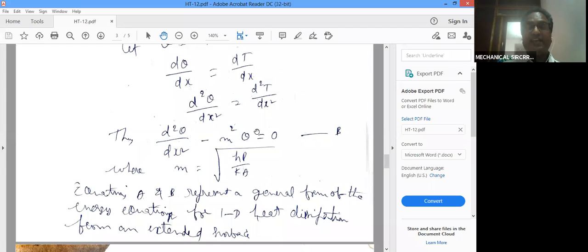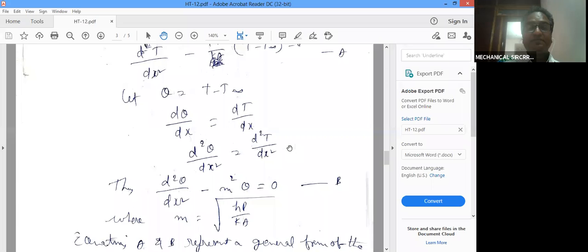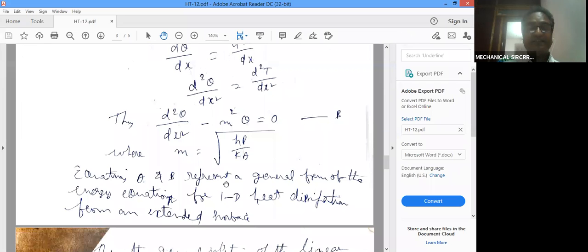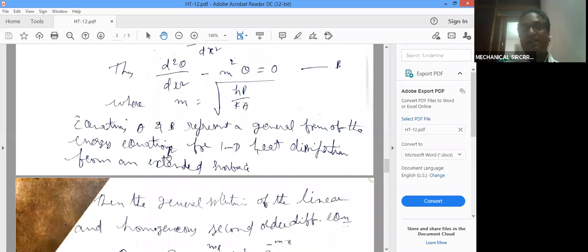Here, observe equations A and B very carefully. Equations A and B represent a general form of the heat energy equation for one dimensional heat dissipation from an extended surface. Extended surface means fin, a long fin.